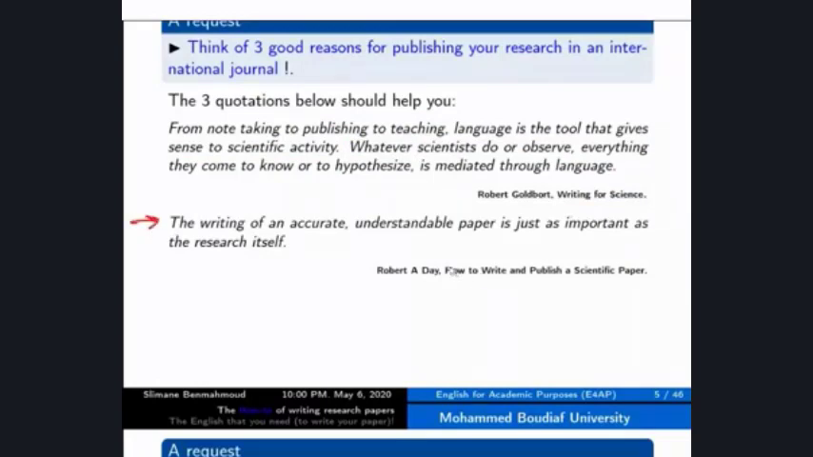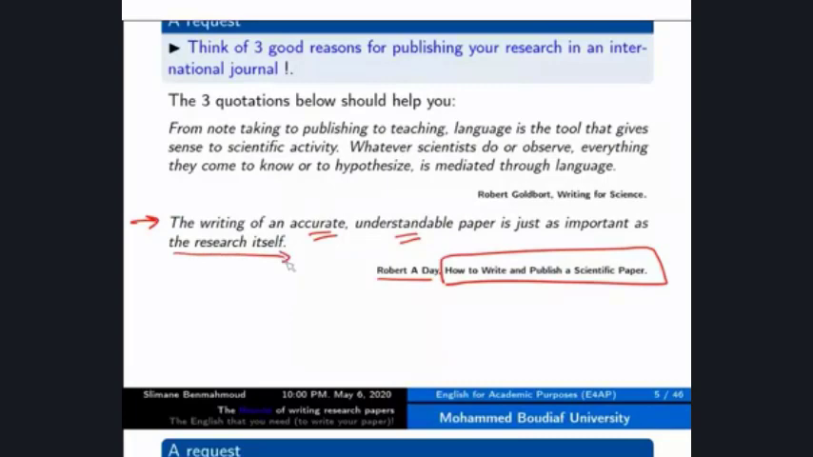The second quotation is from the very, very famous book written by Dr. Robert Day, entitled How to Write and Publish a Scientific Paper. He says that the writing of an accurate, understandable paper is just as important as the research itself.